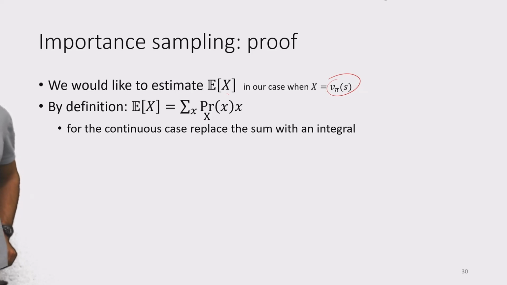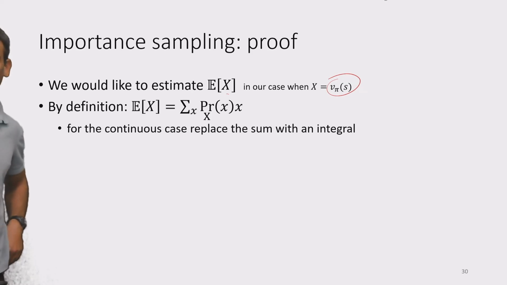By definition, the expected value of some random variable x is the summation over all possible outcomes of x of the probability of observing that outcome multiplied by that outcome. And this is true for the discrete random variable. Of course, for the continuous case, we replace this sum with an integral.